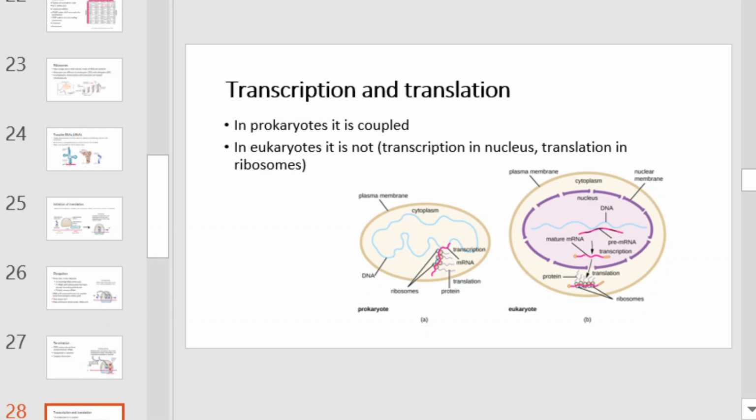Transcription and translation. In prokaryotes, it is coupled. In eukaryotes, it is not. Transcription occurs in the nucleus, while translation occurs at the ribosome, which might be free-floating in the cytoplasm or attached to the endoplasmic reticulum.